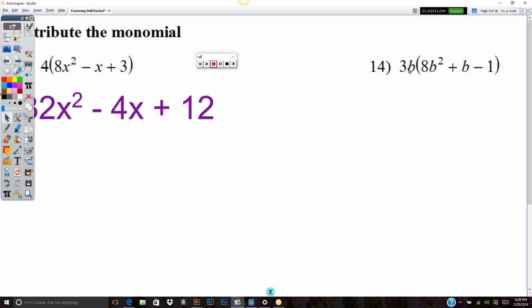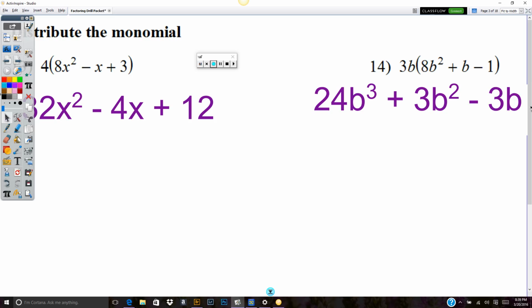Okay, so this one over here we've got 3b times 8b. Oh, what happened here? 24b to the 3rd plus 3b squared, because we've got 3b times b, so there's one b here and another b here, so that makes 2 of them, and minus 3b.